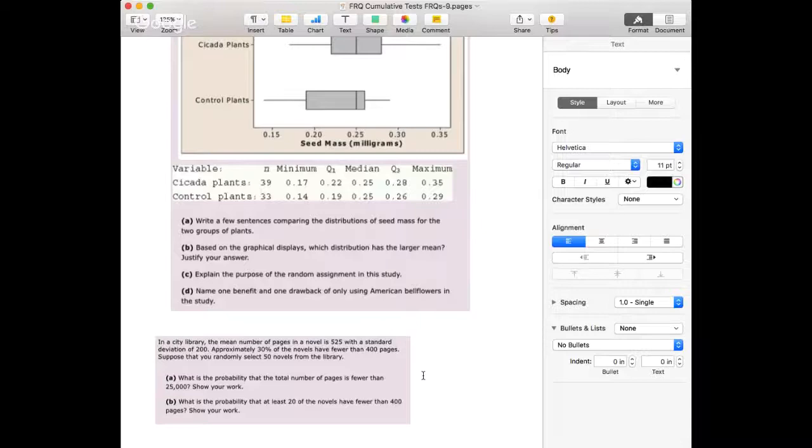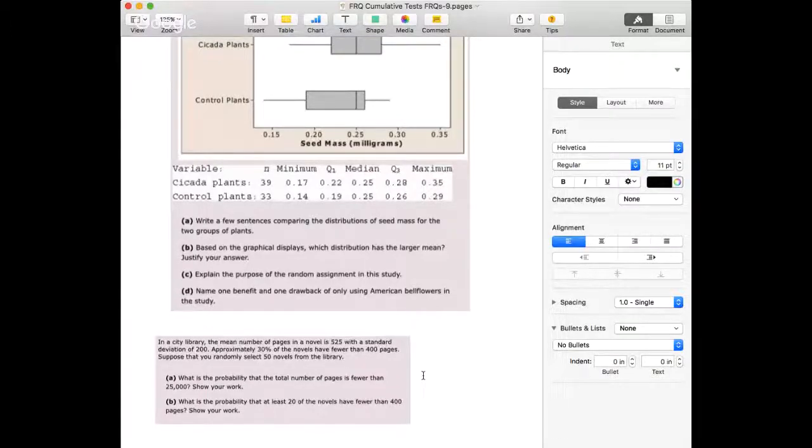So this would be 0.3 have fewer than 400 pages. It then goes on to say, suppose that you randomly select 50 novels from the library. What does 50 mean? That's your n. 50 is my random sample. So from that, I got this information. Anytime I can get this information, it at least helps me to see what I have and where I am going to go.